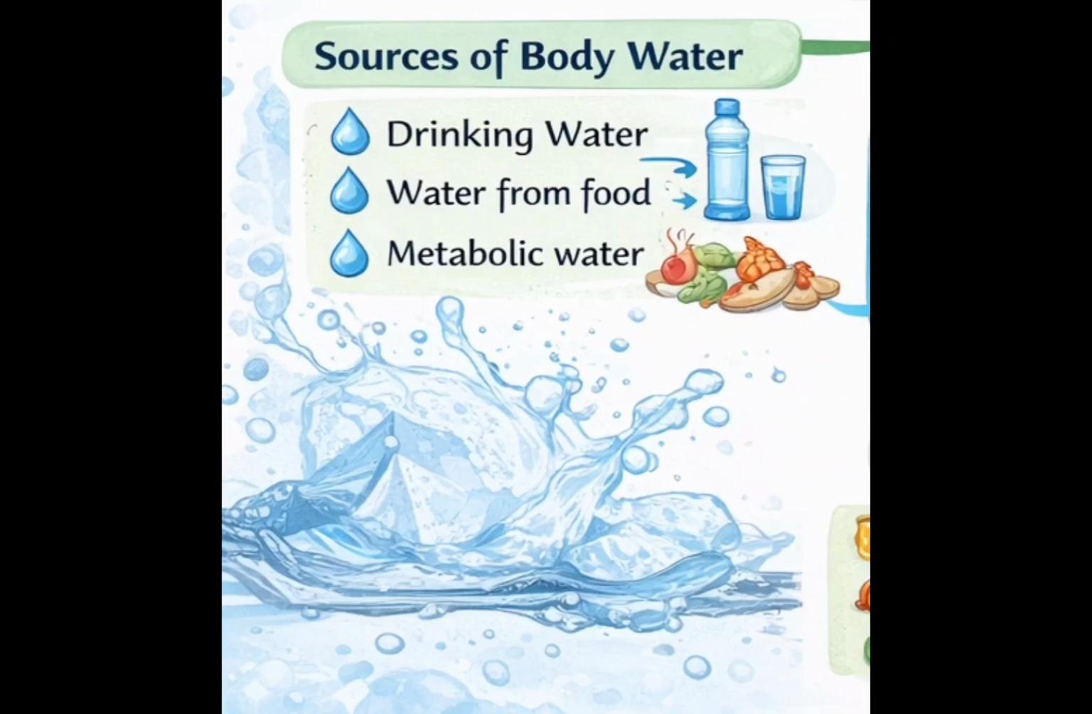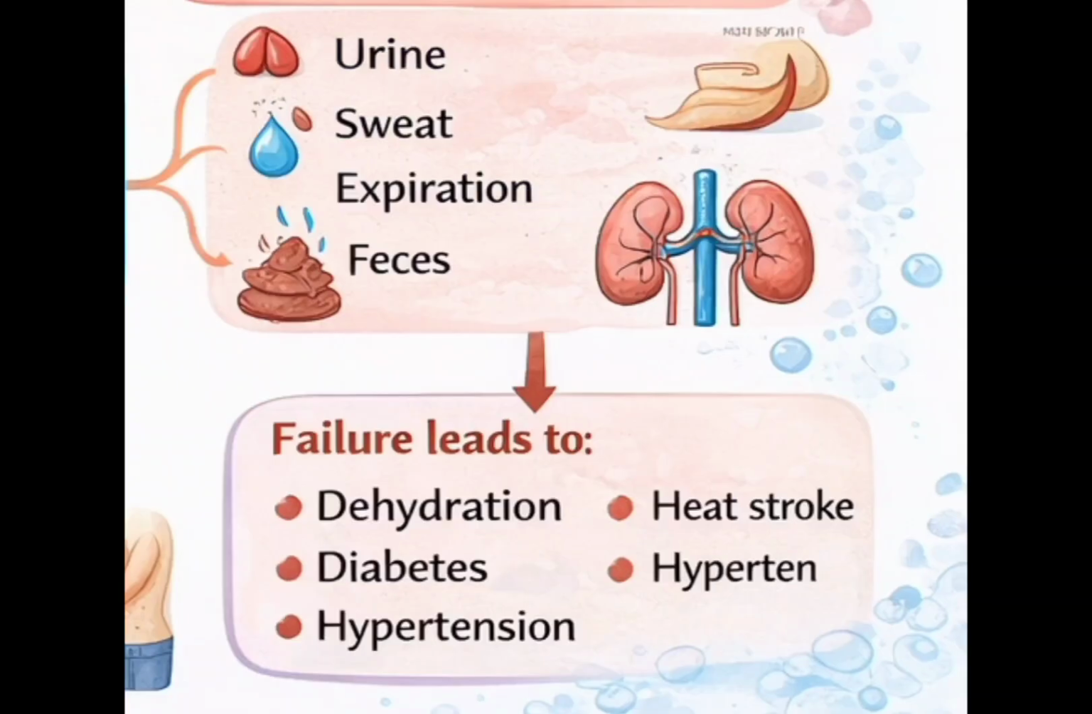Now what is loss of body water? How does our body lose water? Through urine, sweat, and expiration, breathing, inspiration, expiration. So through expiration also we are releasing water content, and through feces, fecal matter. Now how to control this homeostasis level?